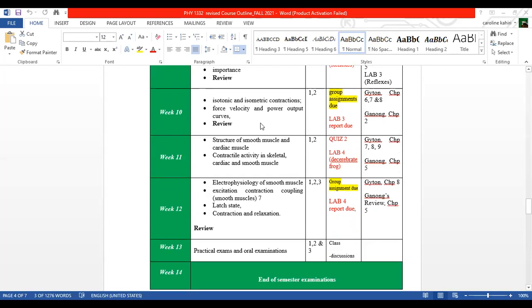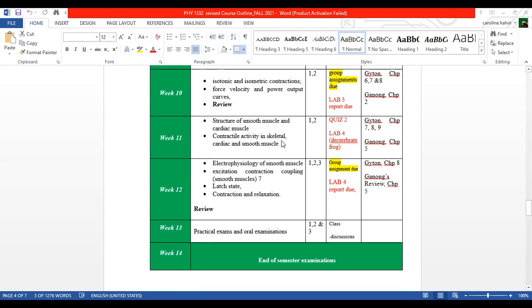So now what is remaining is we need to look at smooth muscle and cardiac muscle. So far we've done the structure. So even my quiz should include this. We have looked at contractile activity in skeletal muscle. Even my quiz too should include that. However, I have not covered cardiac and smooth muscle contractile activity. So I will not include this in my quiz, but it will definitely be in the exam.